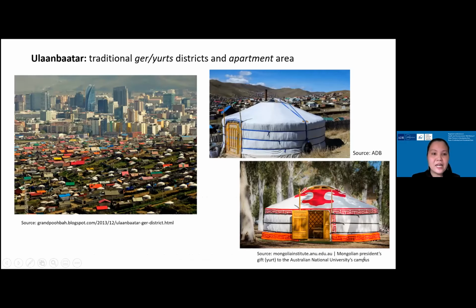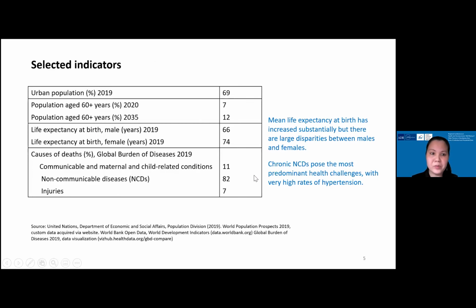Unfortunately, because of COVID, I was unable to travel with the team. So these are just to give you a general idea about the disparities happening within the urban area between the ger and the apartment areas. The ger areas are the traditional living area within the lower income group.